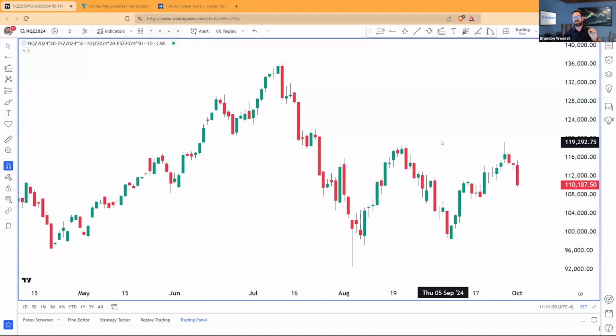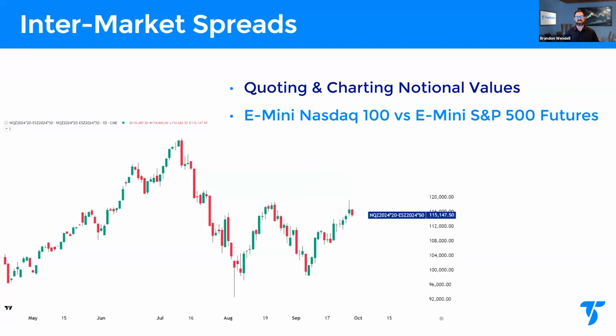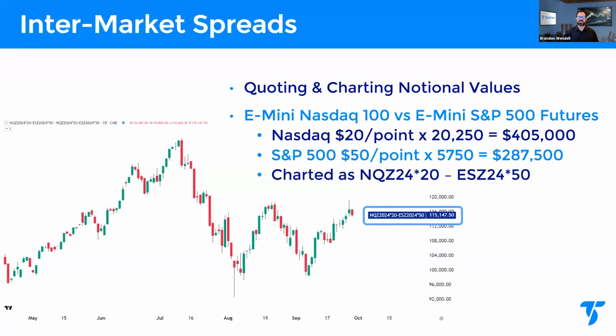And there's a really good reason why we do this, other than just comparing apples to apples now, rather than apples to oranges. The other thing is it's much easier to figure out profits and losses. So again, NASDAQ, 20 bucks a point, S&P, depending on, I did the quotes a couple days ago, and you can see we chart it as one minus the other, but we put in that multiplication for the notional value. So we're getting the correct charting there.